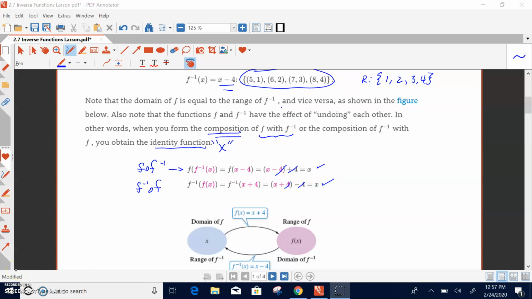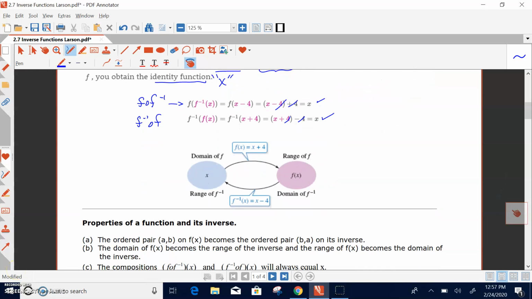If you want a visual of what's happening, then let's take a look at this. I've got my regular function that maps an x to a y, a domain to a range, and the inverse goes backwards and maps basically a range value to a domain value. So the regular function goes this direction, the inverse function goes in that direction.